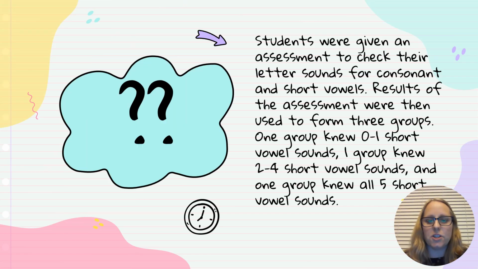Students were given an assessment to check their letter sounds for consonant and short vowels. The results of the assessments were then used to form 3 groups. One group knew 0 to 1 short vowel sounds, one group knew 2 to 4 short vowel sounds, and one group knew all 5 short vowel sounds. So they're being split up into 3 groups based on the data results. This is homogeneous. They are going together with people who have scored similar to them. Instruction can be guided based on those letter sounds.